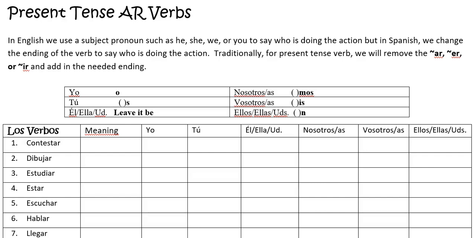Hola, hola. If you're watching this video, it's because I'm having you do a test retake, or possibly you just need some additional review. So the first page is present tense AR verbs.